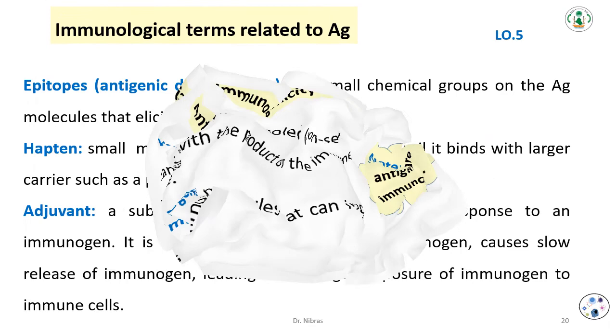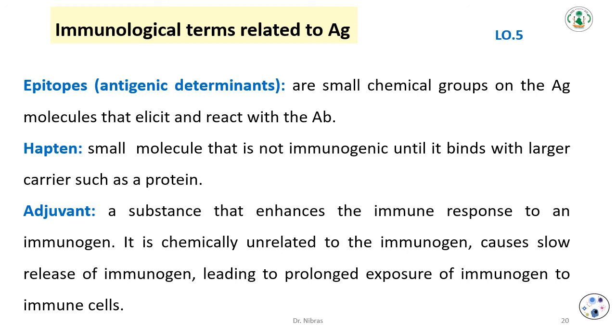Here are some immunological terms related to antigen. Epitopes, or antigenic determinants, are small chemical groups on the antigen molecule that elicit and react with the antibody. Hapten is a small molecule that is not immunogenic until it binds with a larger carrier such as a protein. In that case, it will elicit the immune response. Adjuvant is a substance that enhances the immune response to an immunogen. It's chemically unrelated to the immunogen and causes slow release of the immunogen, leading to prolonged exposure of immune cells to the immunogen.